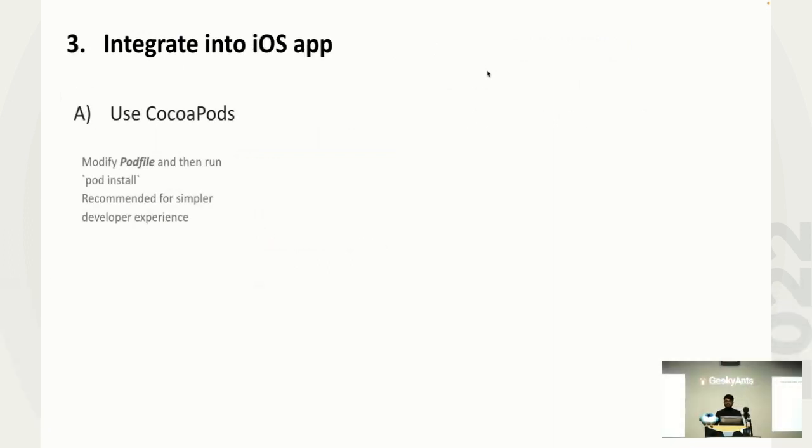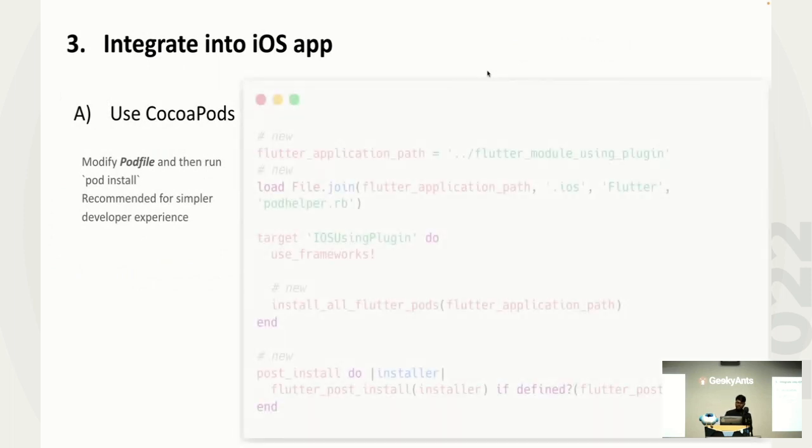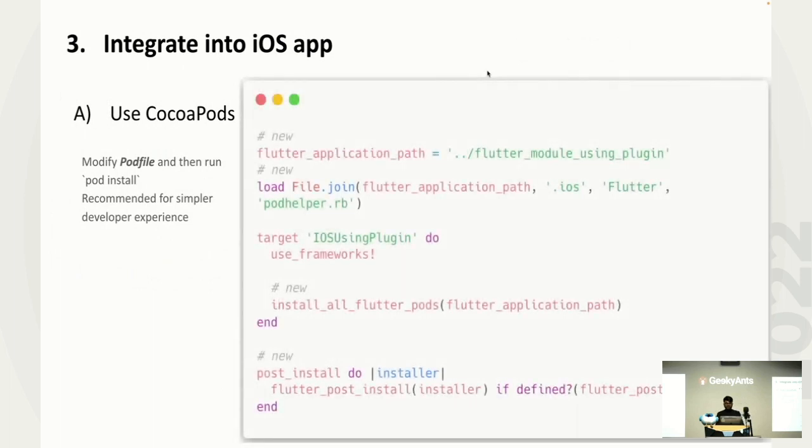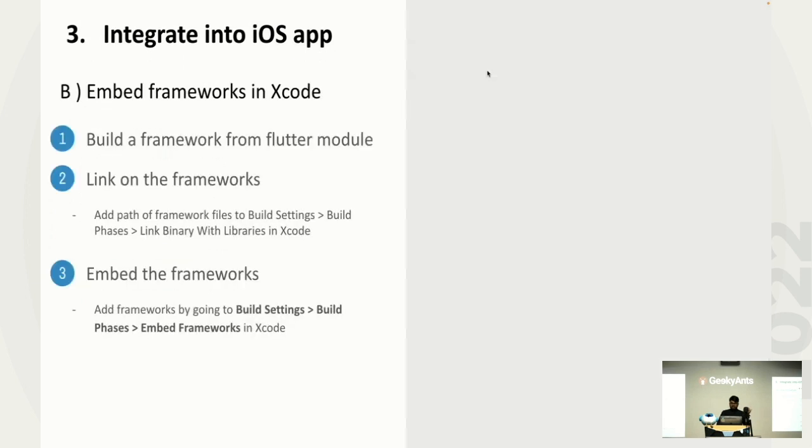And for iOS also we have two options. First is the popular one, CocoaPods, and second is frameworks. For CocoaPods, you only have to modify the Podfile. Earlier there were only 2 lines to modify. Now it is 4 after the introduction of Apple Silicon, and you then run pod install, and it will do the needful to integrate the module into your project.